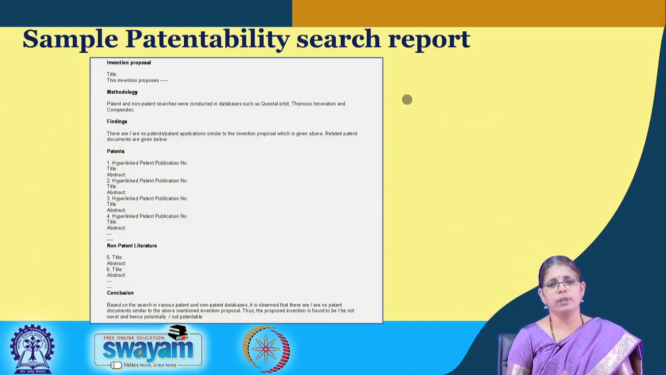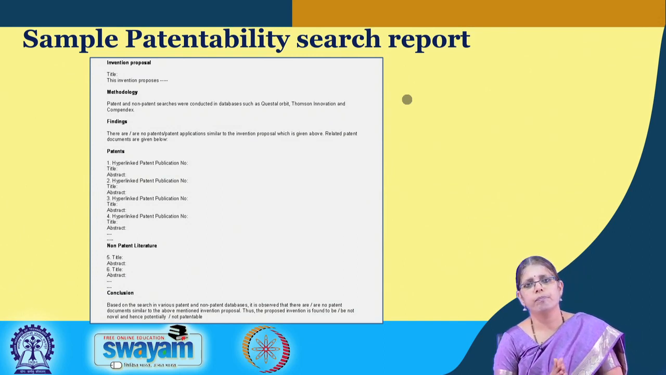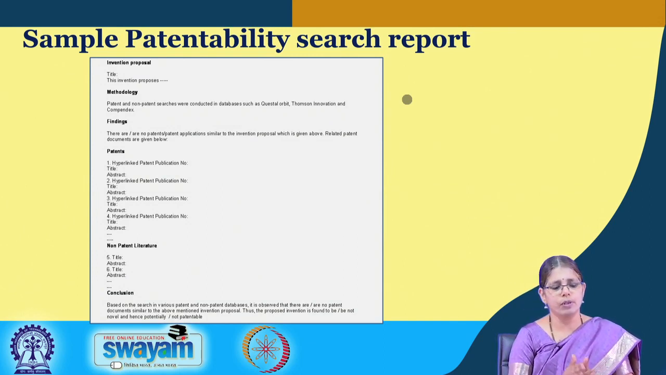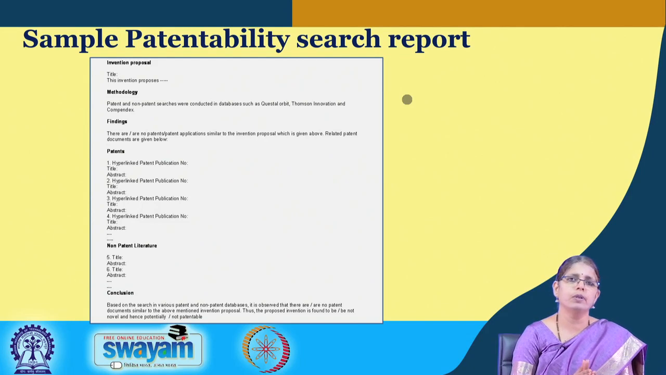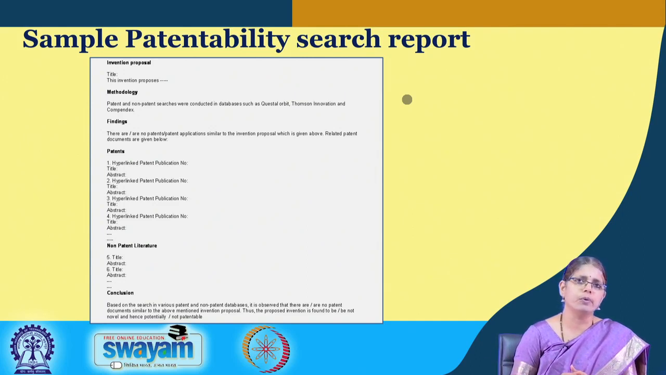So, how do we go about the patentability search? This is just an illustration of a patentability search report, and search reports have to be formally prepared in a structured fashion so that they can be understood by the inventor to whom you may give the patentability report, or by others such as clients, or a senior person in a company to whom you are communicating the details of your patentability search.